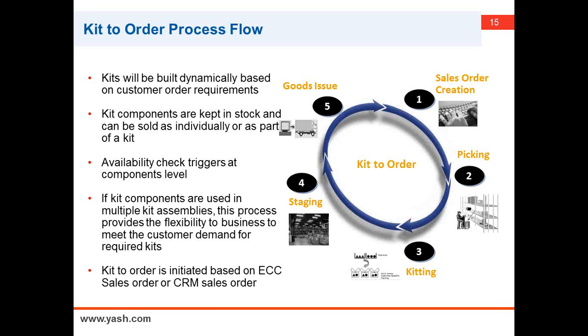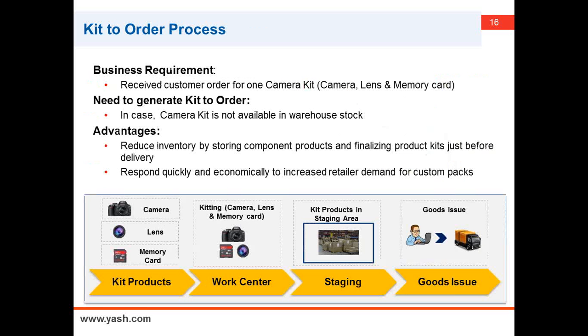So what we're going to see here is our camera kit. That is composed of a camera, the lens, and a memory card, a bundle, if you will. You'll see that we'll kit the products, moving them to a specific work center for assembly into a package, and then we're going to stage those products so that they're ready for goods issue.